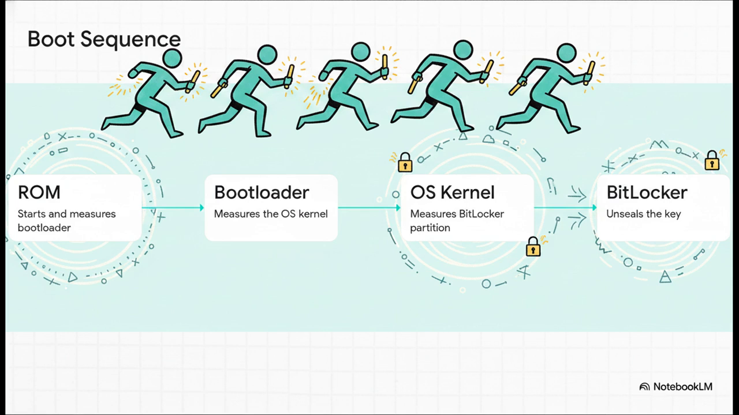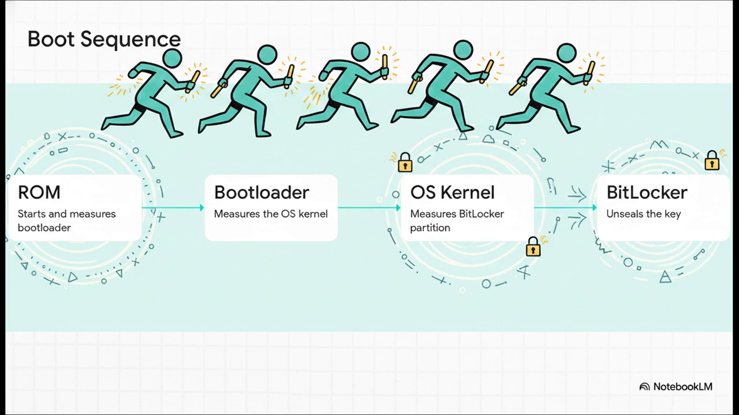When you power on your machine, the most basic part, the ROM, starts running. Now, before the ROM passes control, it reads the bootloader code from the disk, mathematically measures it, and records it. Then the bootloader runs, measures the OS kernel, and records that. Finally, the OS kernel does the exact same thing for the BitLocker software.